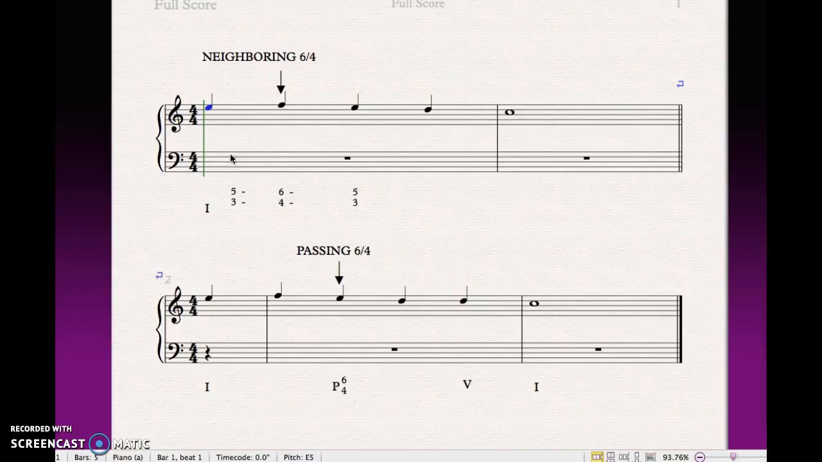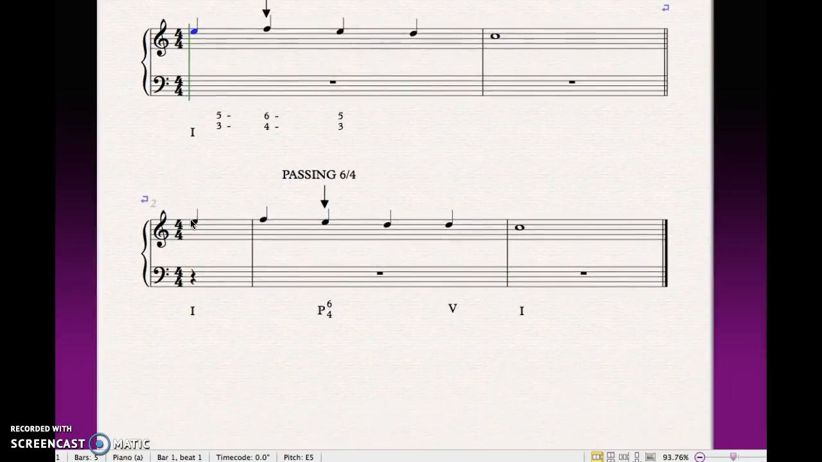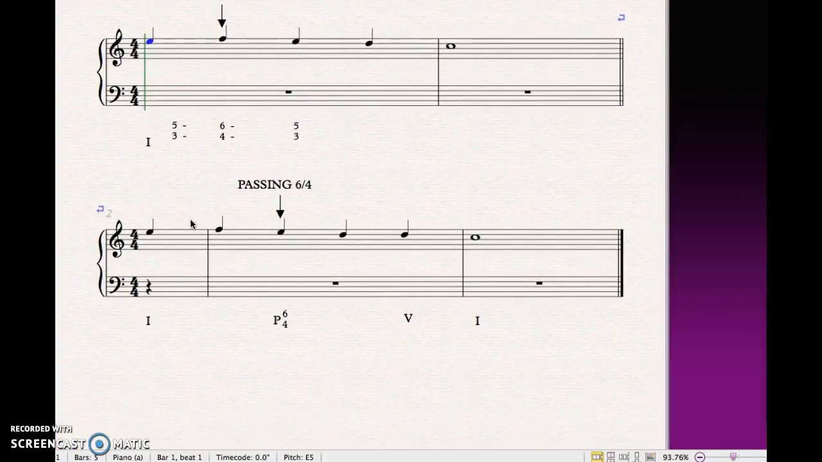Now, as is typical, you should double the root, and you should just keep it doubled. The bass is stationary. The neighboring 6/4 chord has a stationary bass, and you should double that bass because it's stable. So I'll leave that for your own devices.